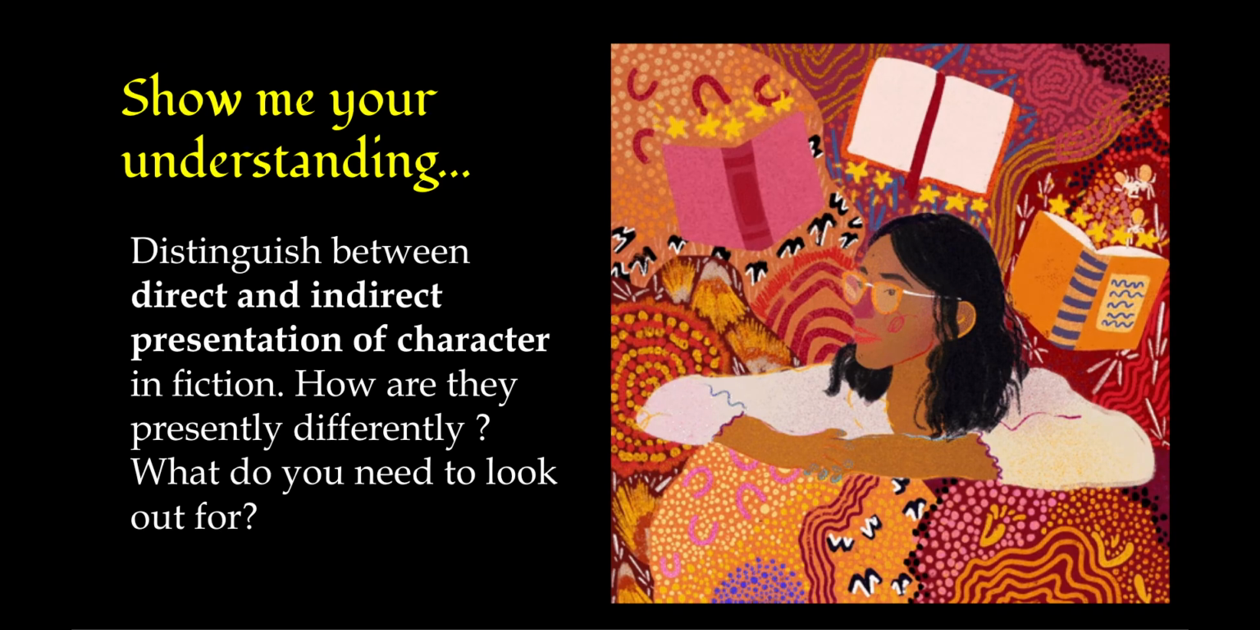So show me your understanding. What's the difference between direct and indirect characterization in fiction? And how are they presented differently? What do you need to look out for?